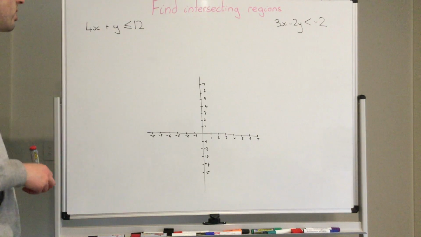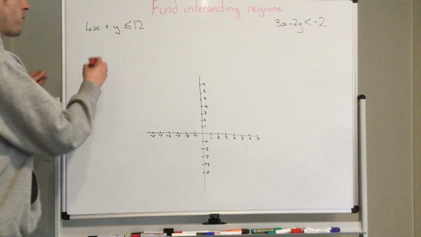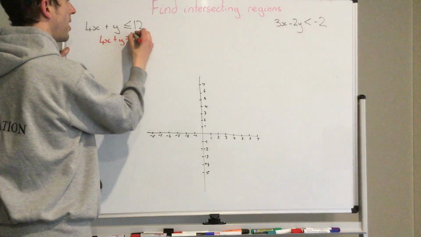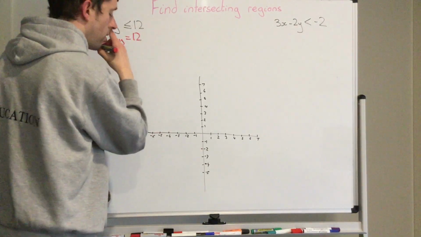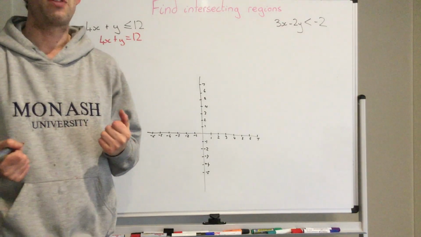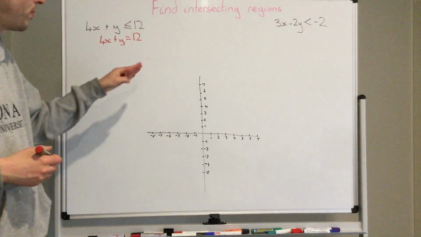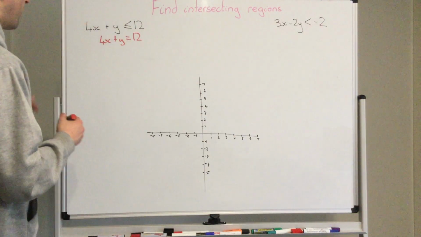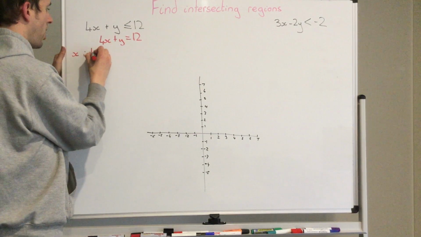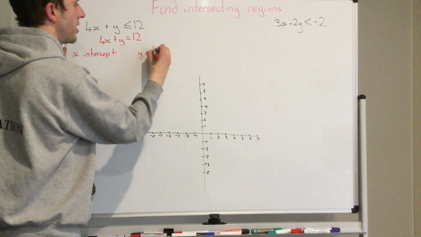So to start off with this equation, the first thing I'm going to do is rewrite it just with an equal sign, just so we can work out the linear equation. We need to get a graphed line. So we need to find the x-intercept and the y-intercept to be able to form our line. I'll get the x-intercept first, and then I'll work out the y-intercept.